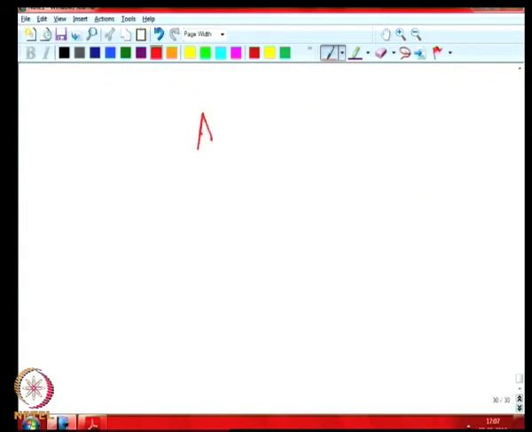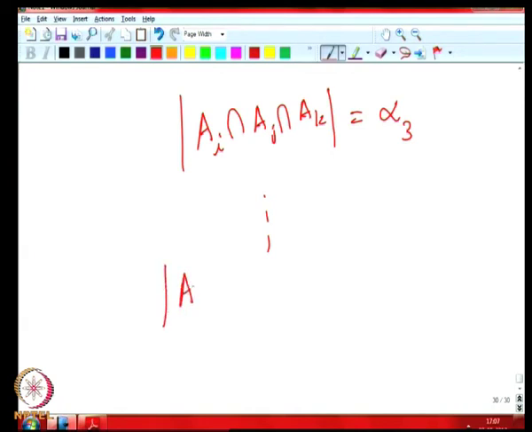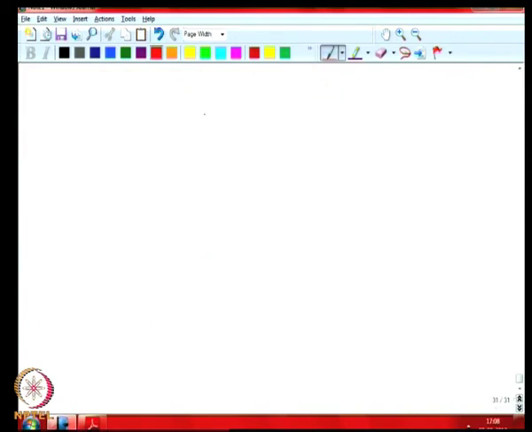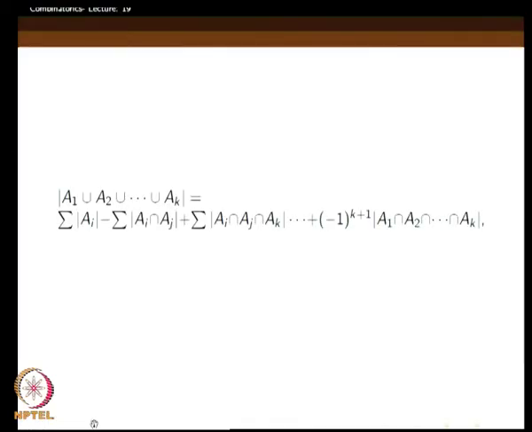Similarly, say for any AI, AJ, AK if I take, suppose the cardinality is alpha 3. It is not that it is always like that, but suppose it is, and in general suppose when I consider T sets, AI1 intersection AI2 intersection AIT, this is alpha T. Then we can substitute the earlier formula by this formula.